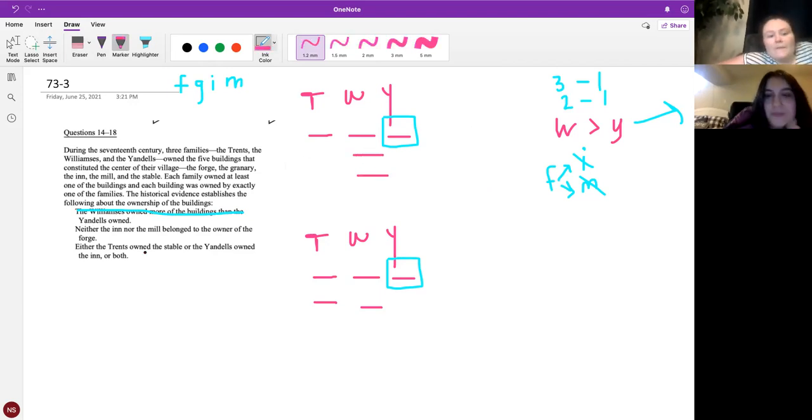Okay. Neither the I nor the M belong to the owner of F, so we can't really do anything about that yet. So this is the one that I would want to determine, do I want to add or not? So either the T's own the S or the Y's own the inn or both. So if the T's own the S, then the Y could own the inn, but one of those has to happen. Wait, the Y can't or both.